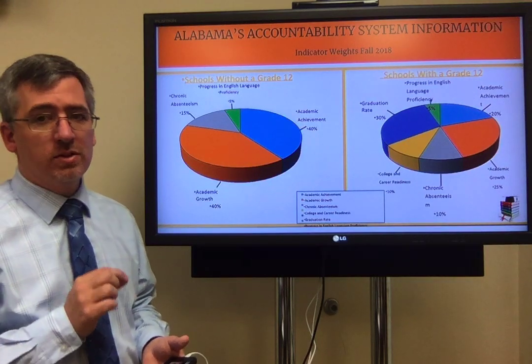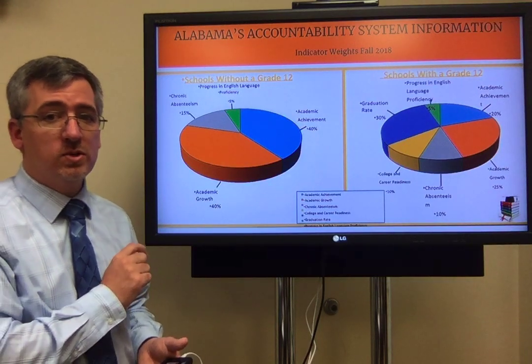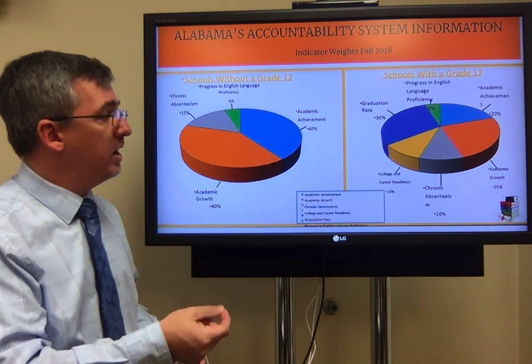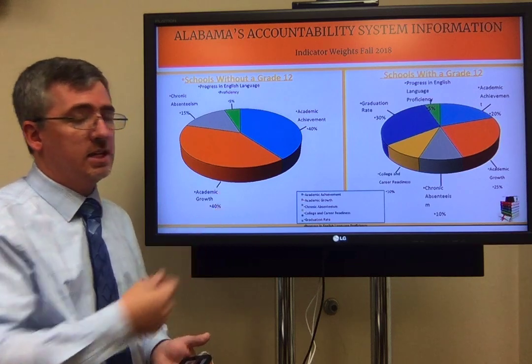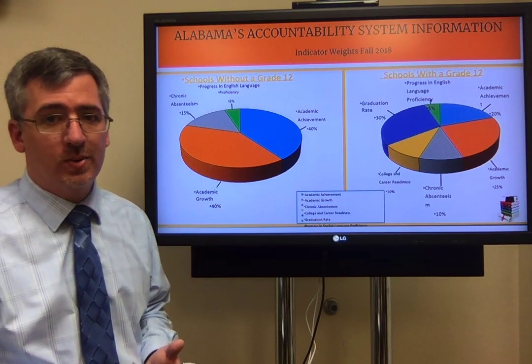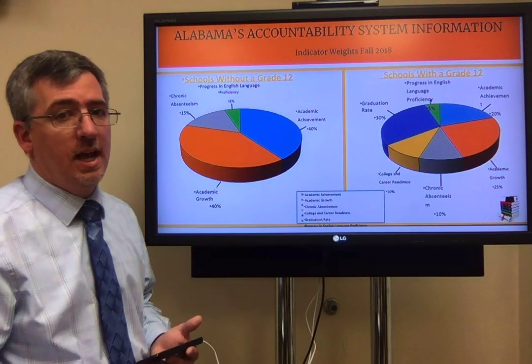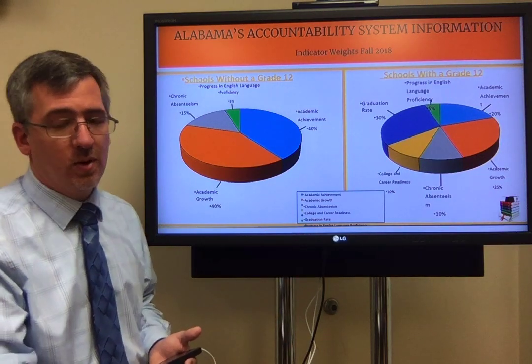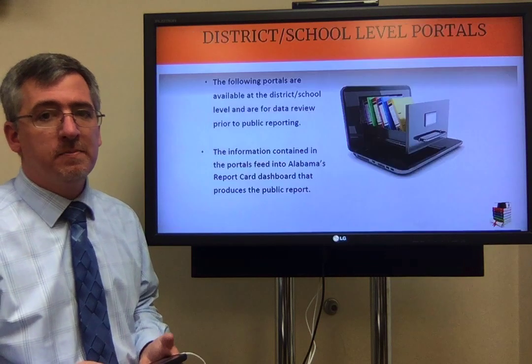Each of these indicators is weighted differently and depends on whether or not your school has a grade 12 or does not have a grade 12. If it does not have a grade 12, then academic growth and academic achievement are the two highest categories. If it does have a grade 12, then graduation rate is the highest, followed by academic growth and academic achievement.